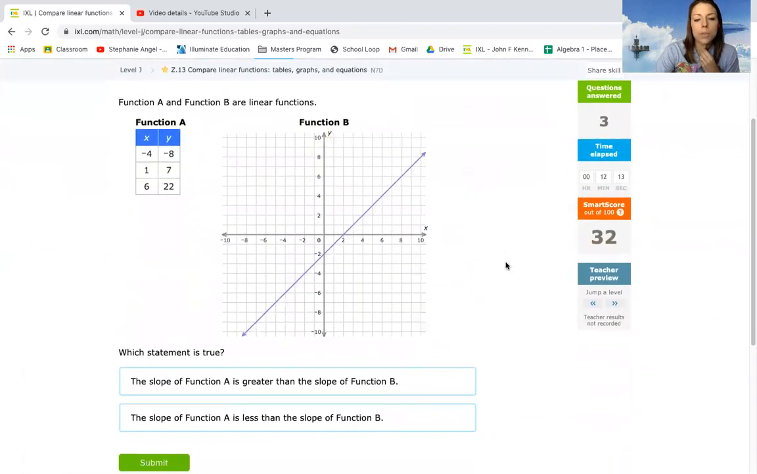Okay, now we're back to another slope question. So let's take a look at this one. I'm going to do 2 more examples here and then we'll look at a little bit tougher example. So is the slope of function A greater than B or less than B? So let's take a look.